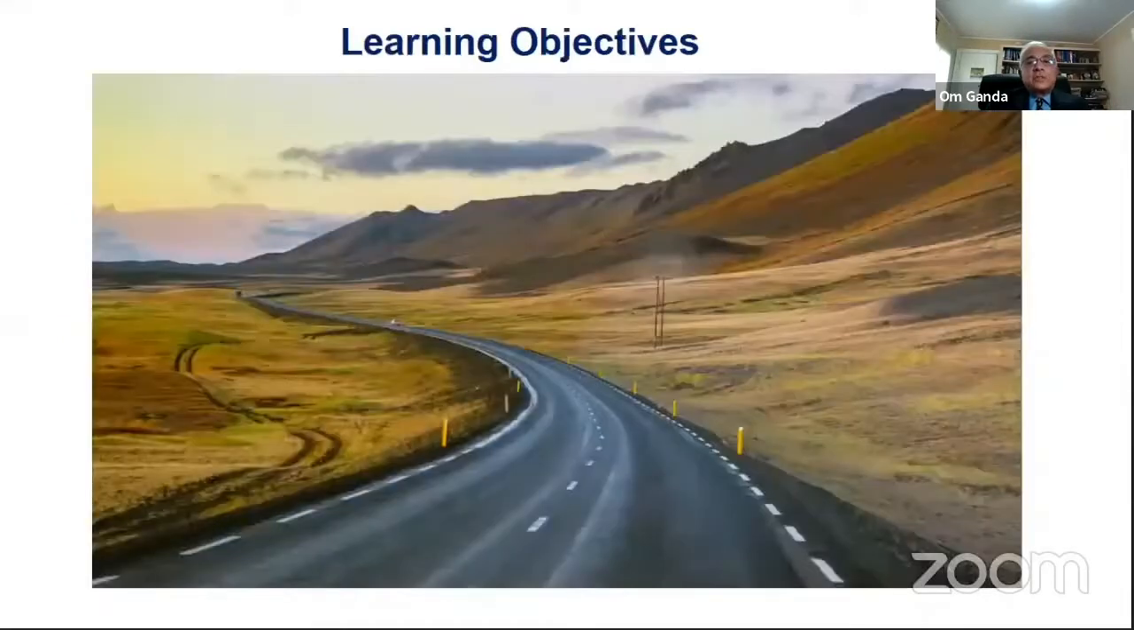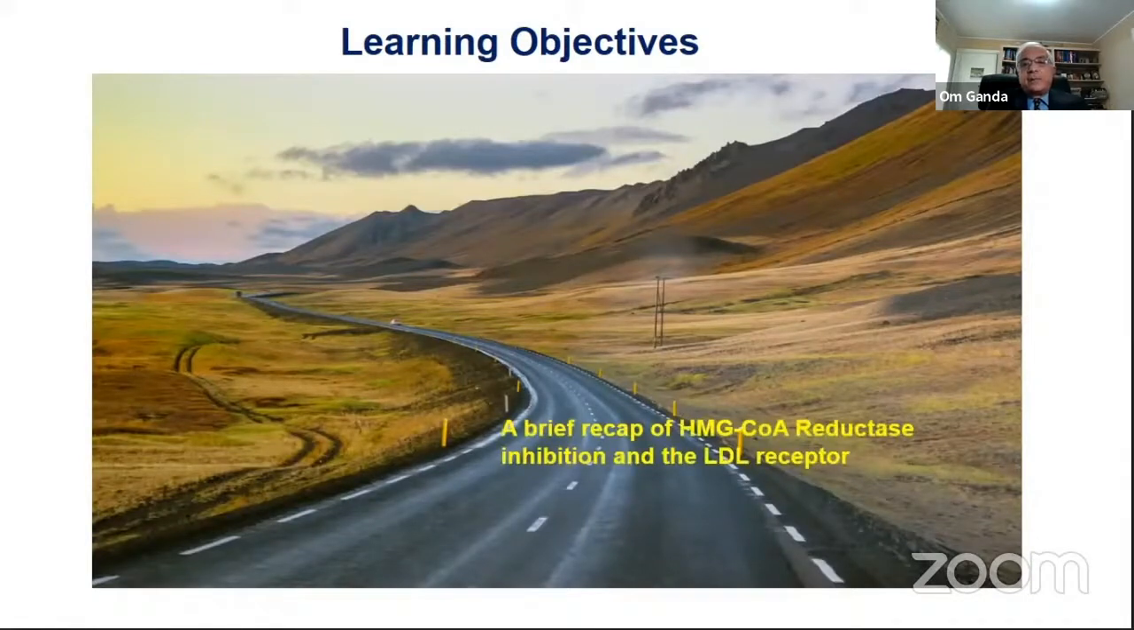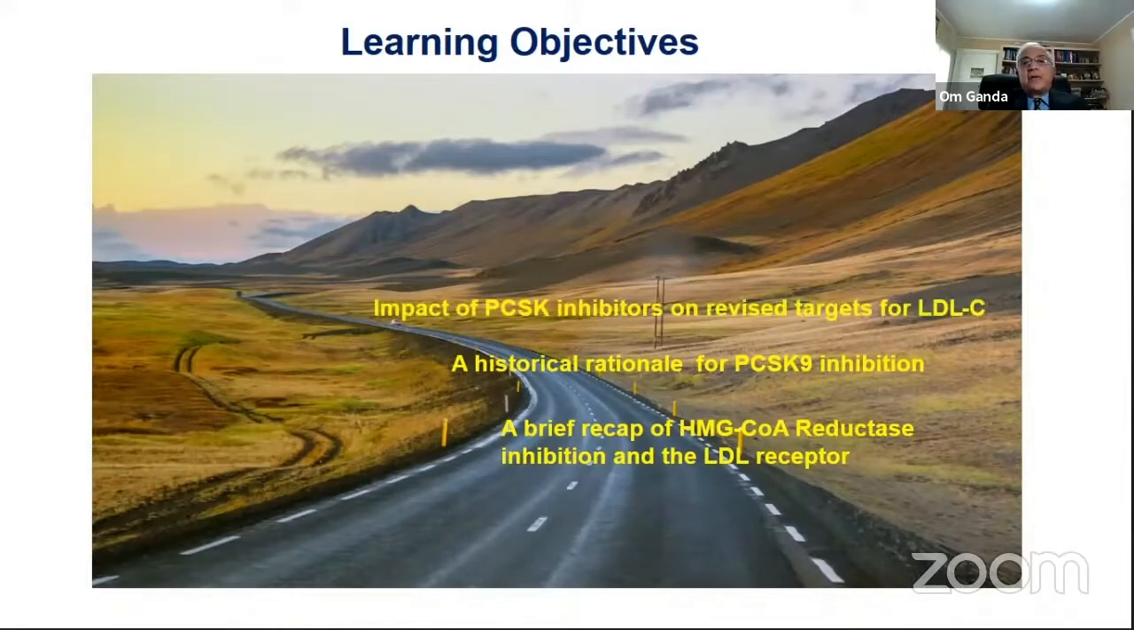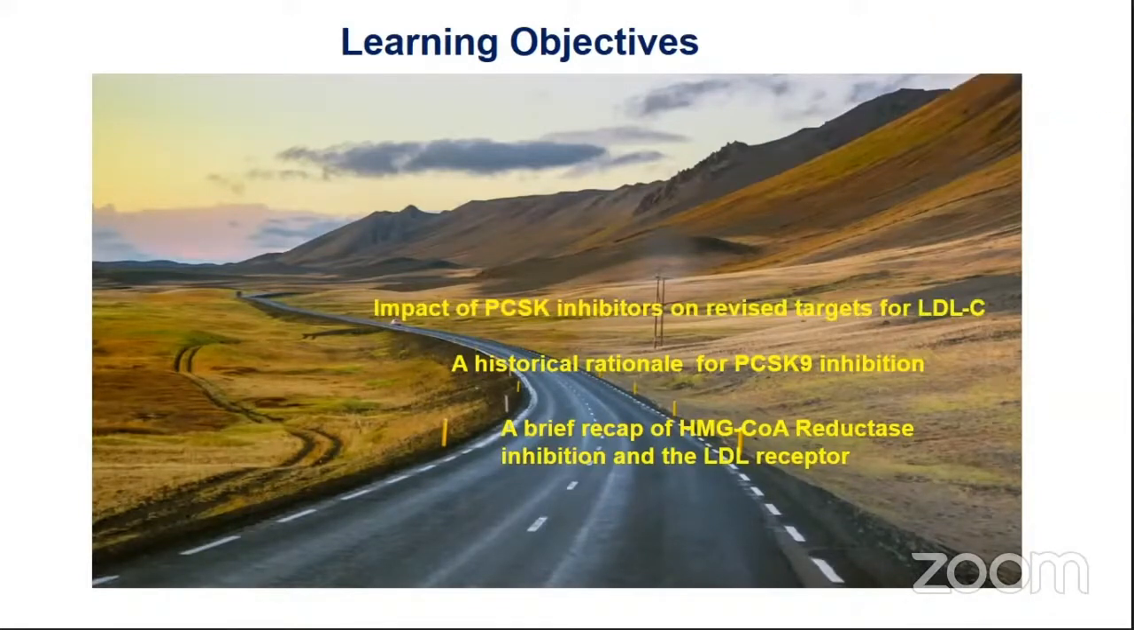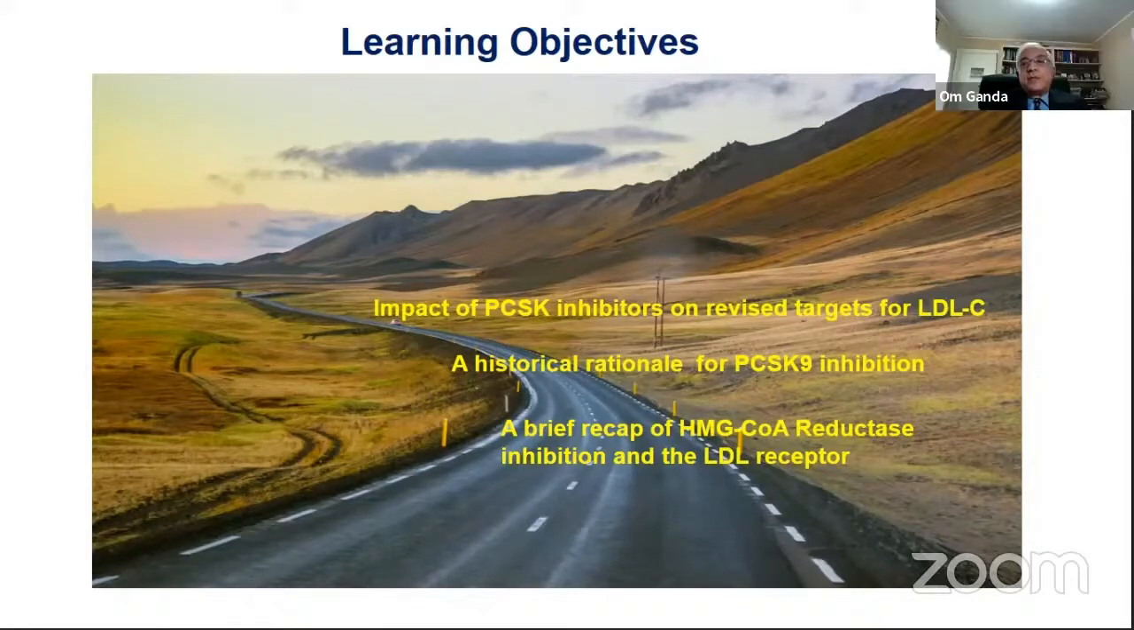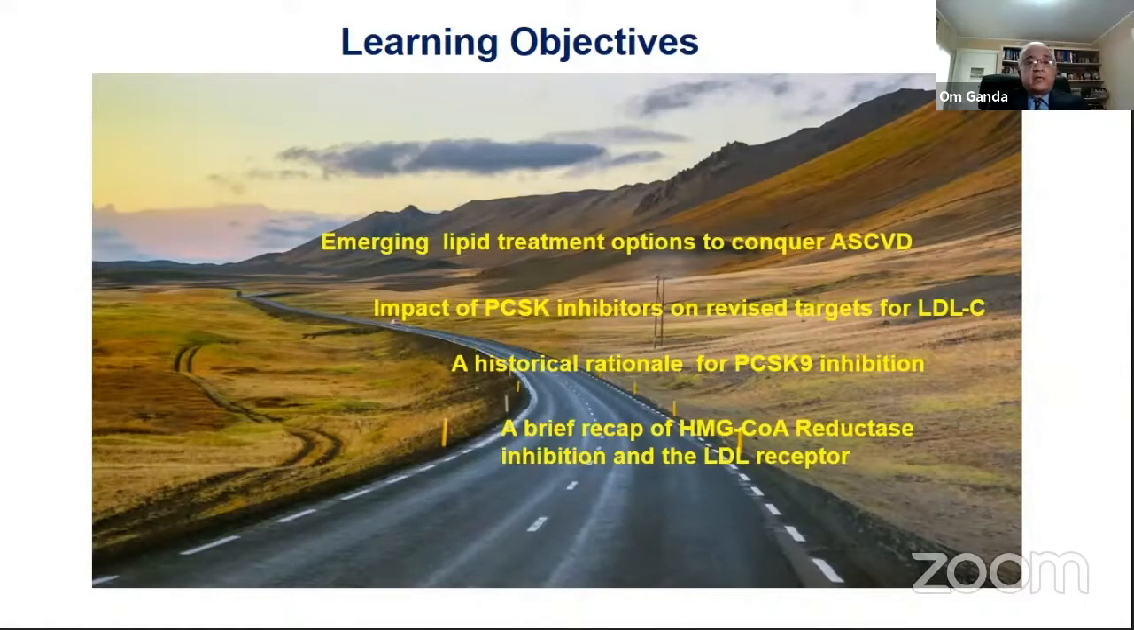These are my disclosures. So, learning objectives. Let's start with the roadmap here. I'll give you a brief recap of the HMG-CoA reductase inhibitors, otherwise known as statins, and the LDL receptor. We'll then talk a little bit about the historical rationale for PCSK9 inhibition. Why is it important? Impact of PCSK9 inhibitors on the revised targets for LDL cholesterol. This has played a big role in our new revised, more intensive targets in appropriate patients, of course. And finally, we'll end up on emerging lipid treatment options beyond PCSK9, finally, to actually come close to conquering atherosclerotic cardiovascular disease.